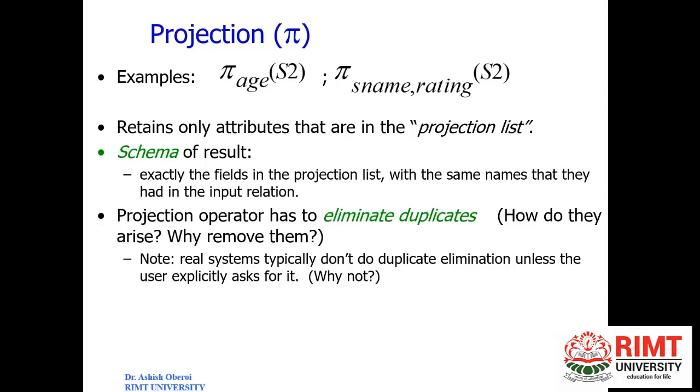So here I am using the projection operator. I want to display age from which relation? S2. Again, if you want to project S name and rating, you must specify the two columns and they must be differentiated by this comma. Clear? Students do forget to write the comma in between, but if you don't use this comma, it means you will be awarded 0 marks again.